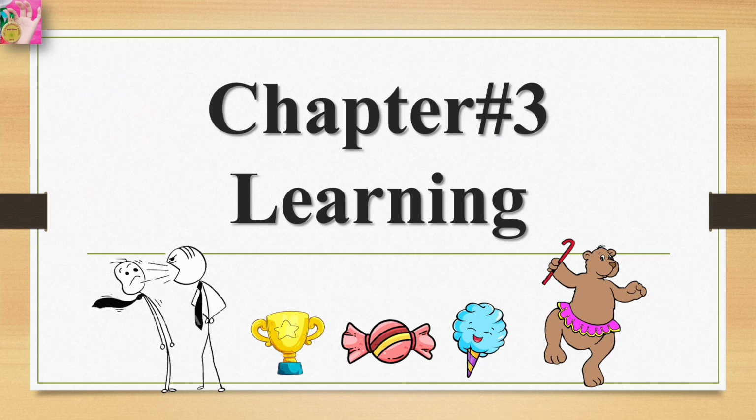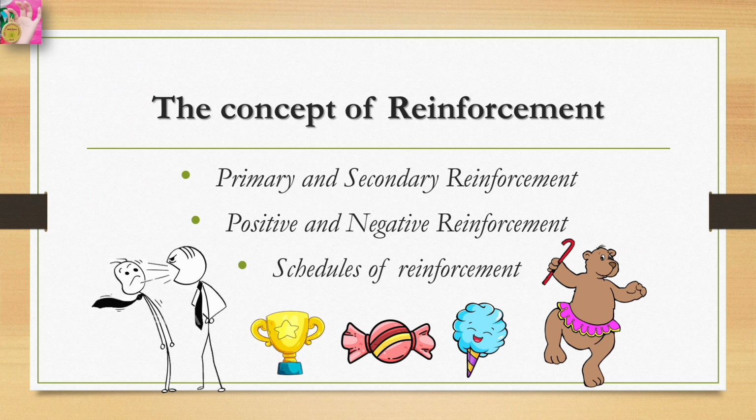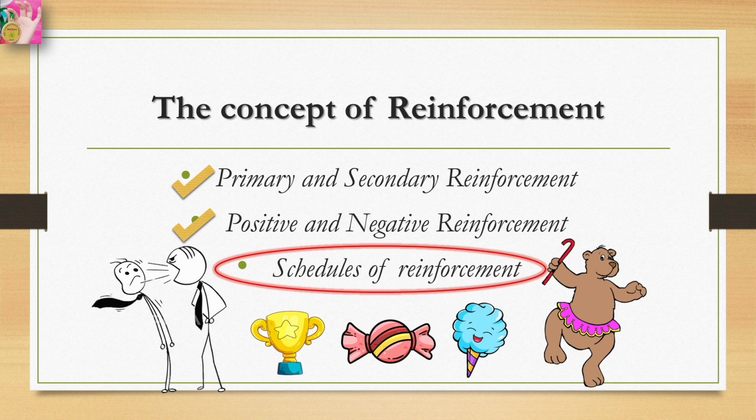Okay, so this is chapter 3, which is about learning, and we have covered lots of topics in the chapter of learning. The next lesson, which we have started, is about the concept of reinforcement. In the concept of reinforcement, we have covered lots of topics. We have covered the primary and secondary reinforcement. After that, we moved towards the positive and negative reinforcement, and after completing that, we started the schedules of reinforcement, and we have covered lots of topics in the schedules of reinforcement. So this is schedules of reinforcement.